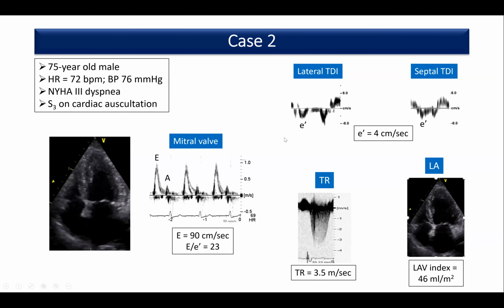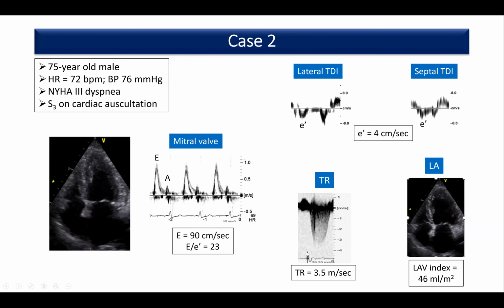Let's look again at the parameters of the guidelines. We look at the mitral inflow. You can see a large E and a small A. So the E velocity is 90 centimeters per second. You can see the E prime here is quite low. Remember, the lateral should be more than 10. The septal should be more than 7. Here, both are 4 centimeters per second. So very low E prime. There's major abnormal relaxation here. Okay. The E to E prime ratio is 23. And you can see here also the E to A ratio is very large.